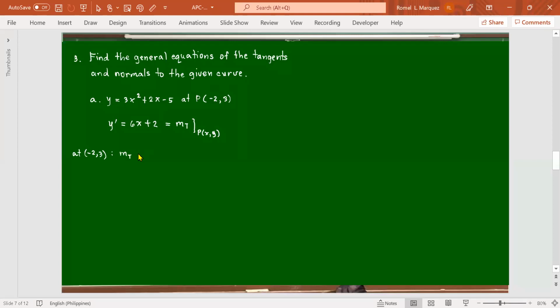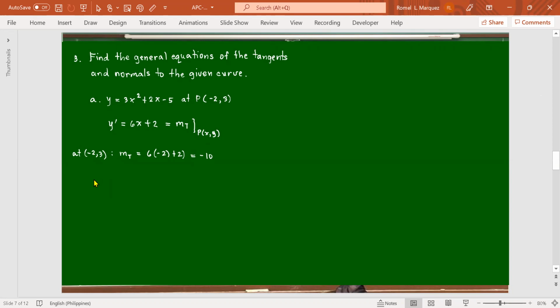M of the tangent line is equal to 6 times -2 plus 2. We don't need the y value, no? To get the slope of the tangent line at the point (-2, 3). So that is equal to -10. Am I right, guys? Okay. So we can now find the equation of the normal. Or what is the equation of the normal? I mean the tangent line.